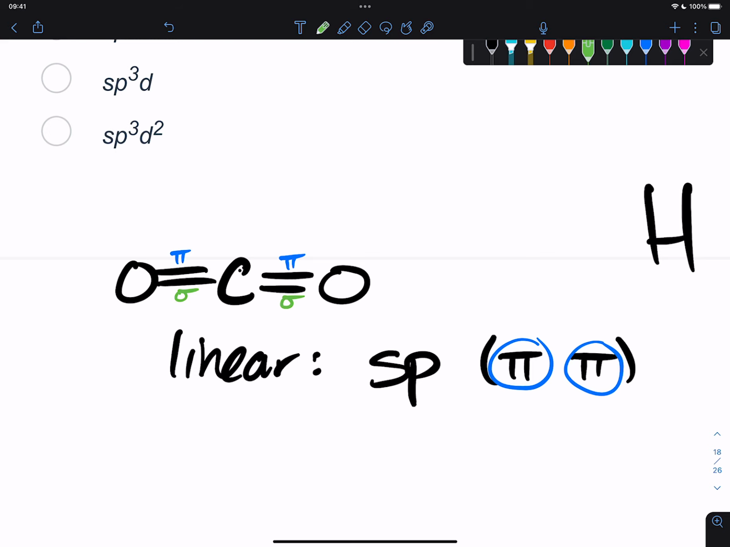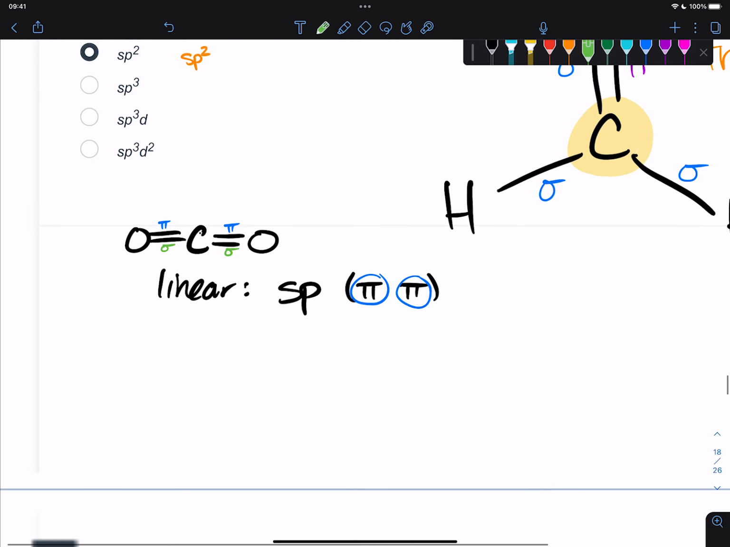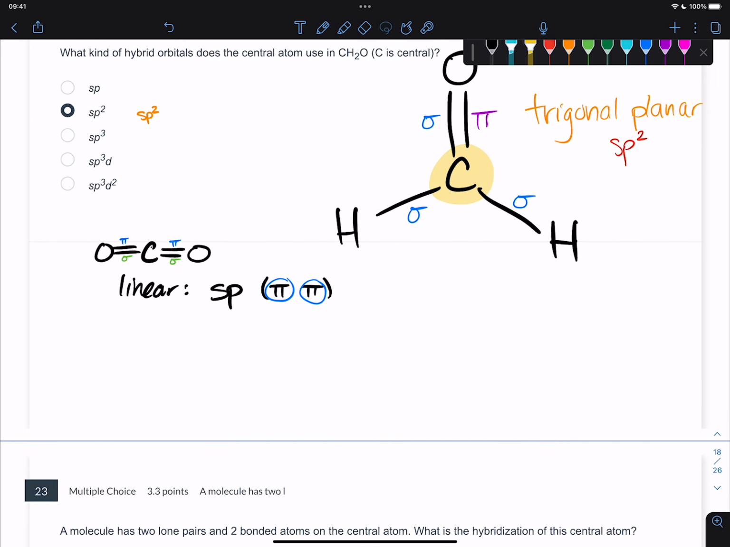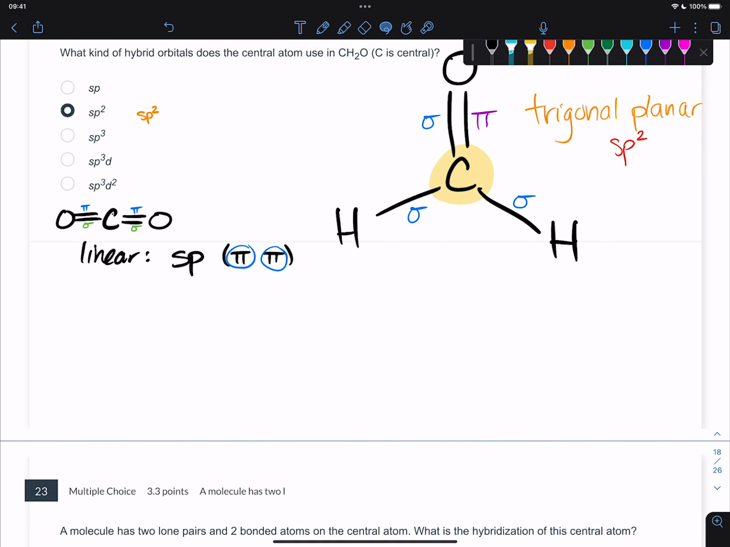This is a terrible explanation, but I'm showing you how to get through this quickly. If something is linear, it's sp, because it's going to have two pi bonds, which are basically two p's removed from it. This is a super fast, not technical summary. If something is not linear, in this case trigonal planar, it's going to be sp2. Notice how you have a pi out here by itself. That's the missing p.